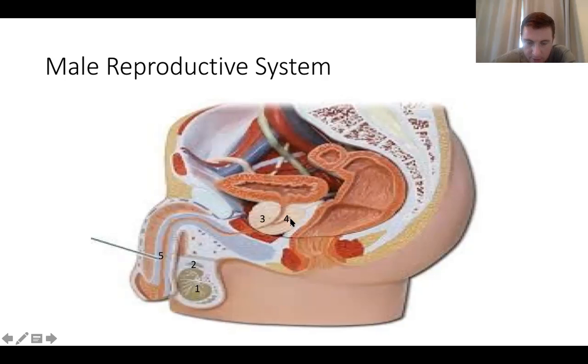And this number 4 here is your ejaculatory duct. The ejaculatory duct will send sperm during ejaculation, the sperm will travel through the vas deferens into the prostate, through this ejaculatory duct, and then through the urethra, and out here. And this is the urethra.